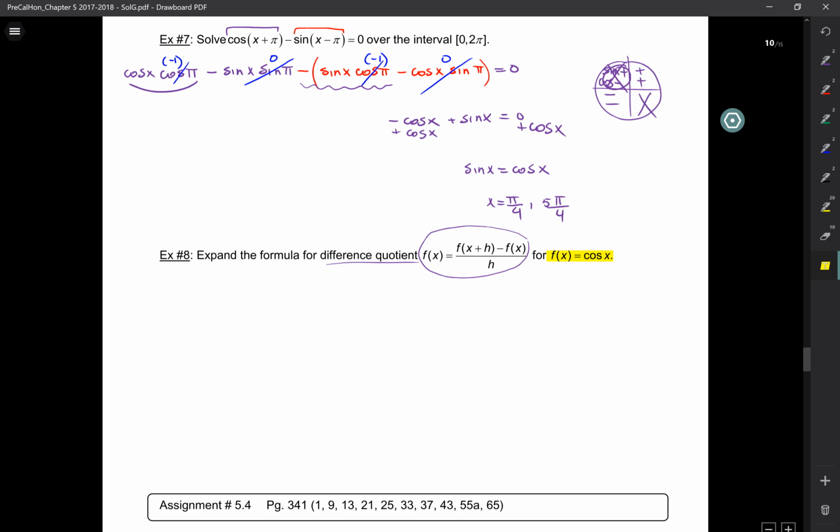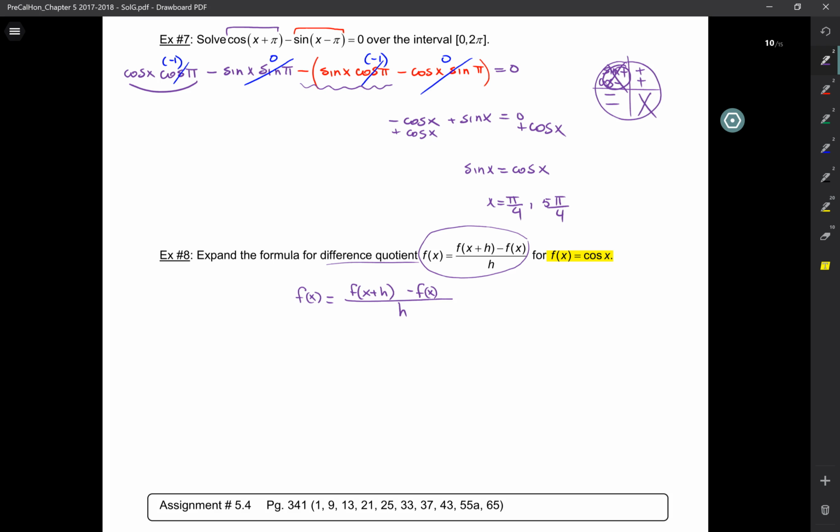So usually to do this, you're given a function: f of x equals x, f of x equals the square root of x, f of x equals sine x, f of x equals cosine x. And we have to build this function. So this says f of x plus h minus f of x, over h. And now we have to build the different parts of this. What we're given to use for f of x is cosine.